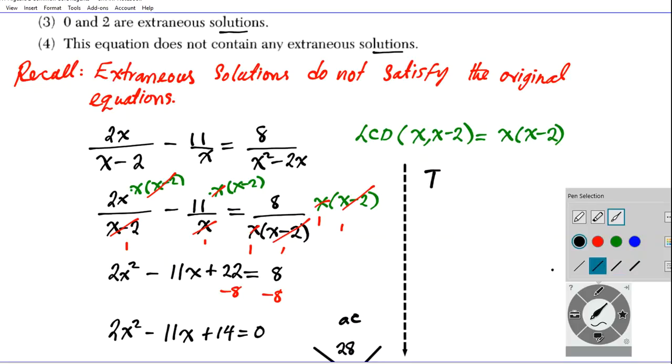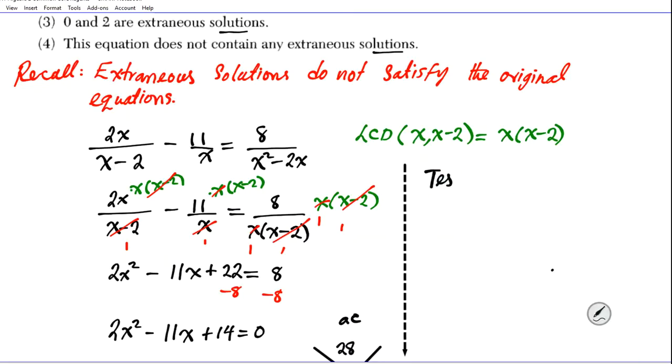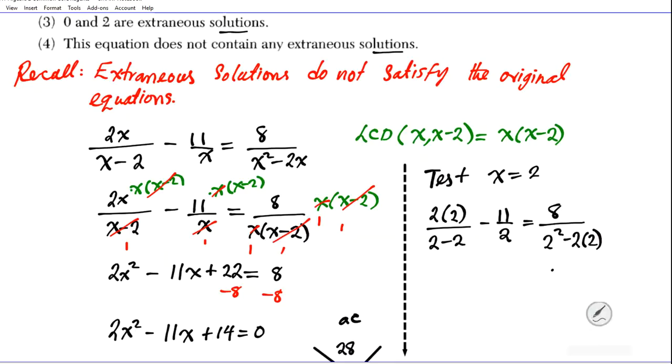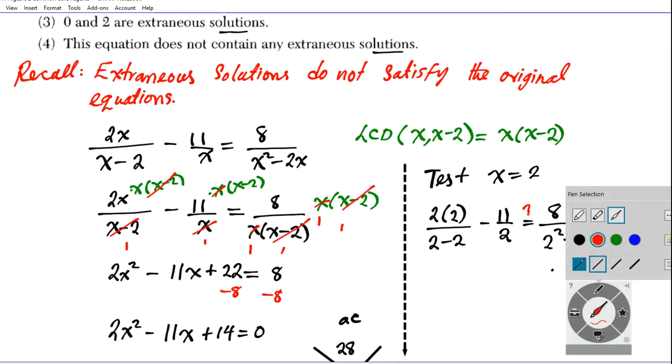We're going to start by testing out the first one. We're going to test x equals 2. How do you do that? You take your equation, plug in 2, and see if you end up with a true or a false statement. Okay, so we have 2 times 2 over 2 minus 2 minus 11 over 2 equals 8 over 2 squared minus 2 times 2. The question is, is the left side equal to the right side? Let's focus on the left side first.